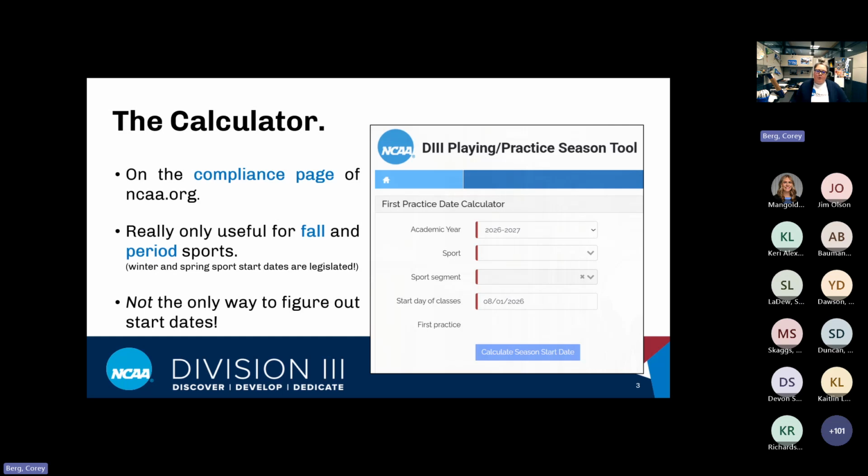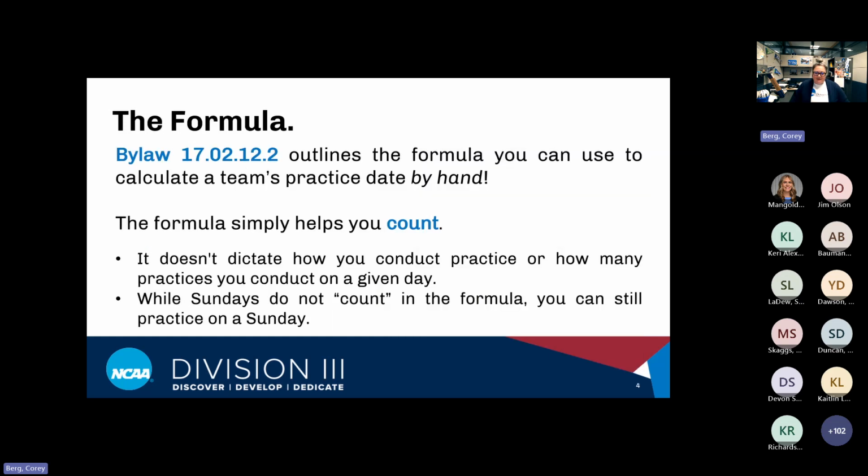Also important to note that the calculator doesn't just pull dates out of thin air. There is a whole formula that it uses to help you out and to give you your earliest start dates for your fall teams, which means that the calculator online is not the only tool that you have at your disposal to help you figure out these start dates and to help your fall sports plan. You can actually use the formula, and that's what we're really going to focus on today.